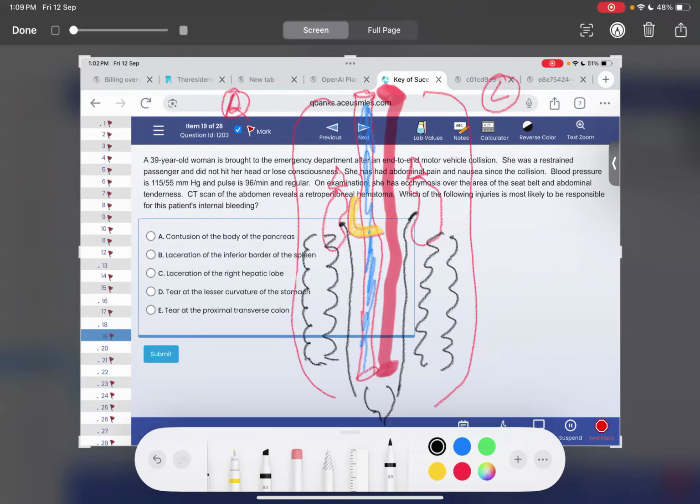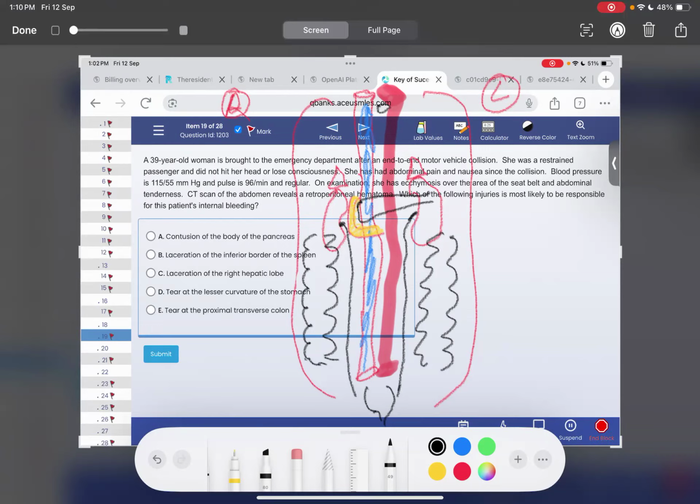One more important thing over here is the pancreas. The pancreas is not full. Not the tail, but the body and the head. Let's discuss it from the whole body.